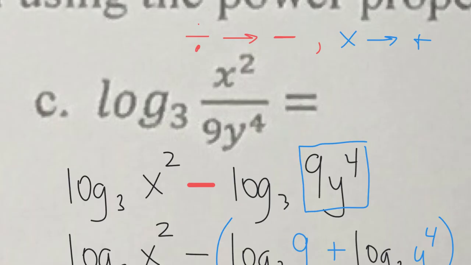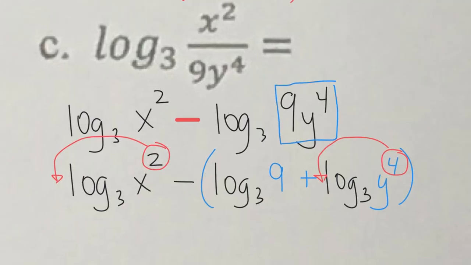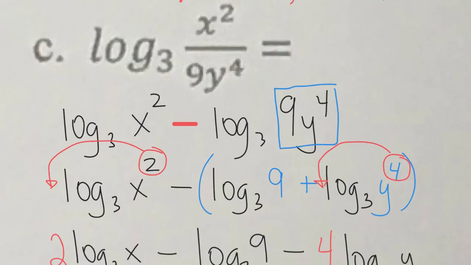But now that we have everything separated, we can take our powers and bring it to the front of the log to which it belongs. Okay, so log base 3 of 9 is not going to have a power because it doesn't have one to begin with. So this would be your final equivalent expression. Okay, with no powers, with no multiplication, and with no division.